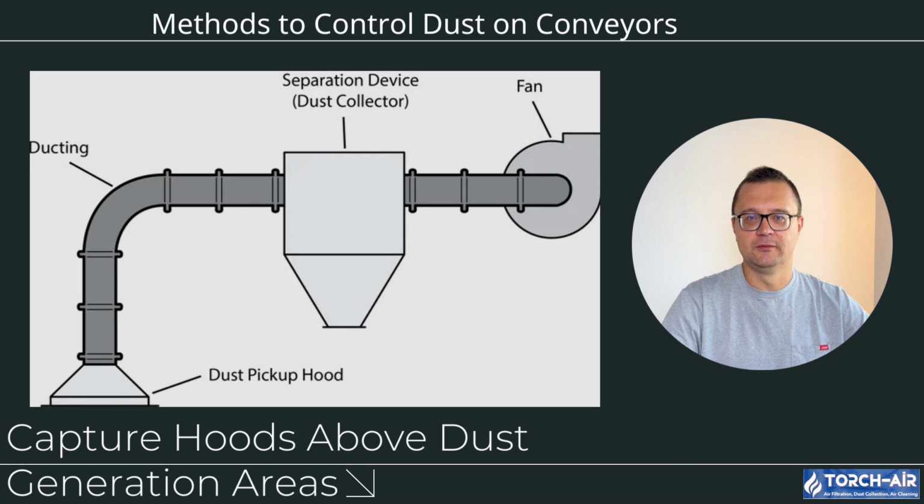How it works. Capture hoods are installed over the conveyor at high dust areas and connected to a dust collector via ductwork. The dust is captured by the hood and transported to a dust collector, where it is filtered and cleaned. Benefits. This method captures dust directly at the source, preventing it from spreading and protecting workers and equipment from exposure.